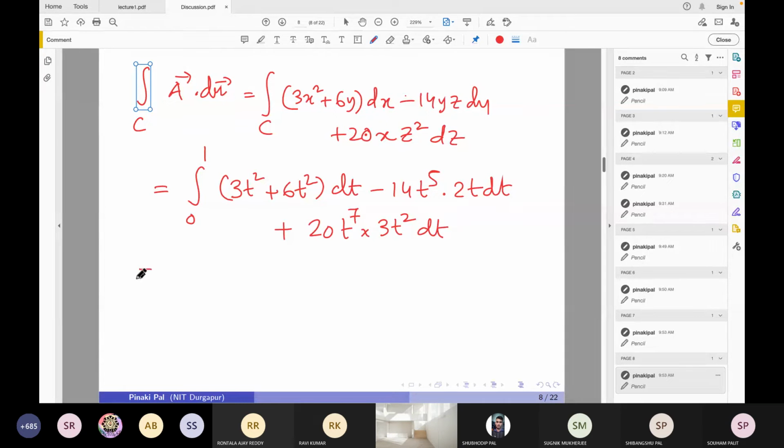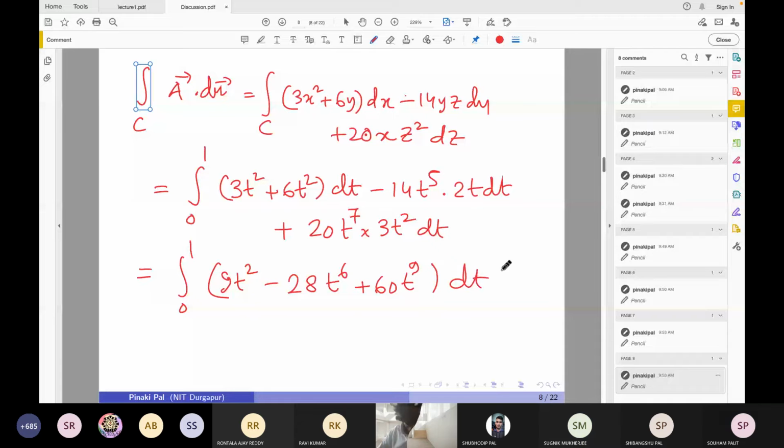So everything we can simplify now. Integral from 0 to 1 of 9t square, minus 28 t to the power 6, plus 60 t to the power 9, dt, and you can evaluate it easily. Okay, so therefore the answer is 5.